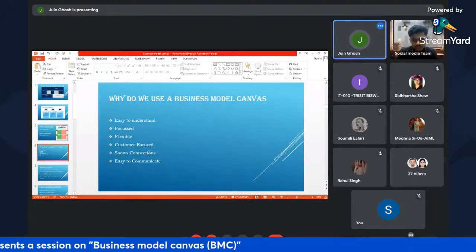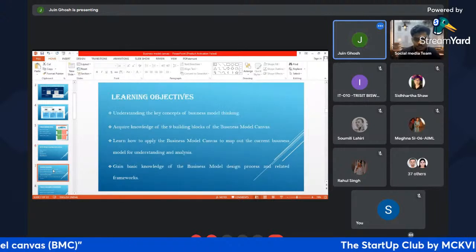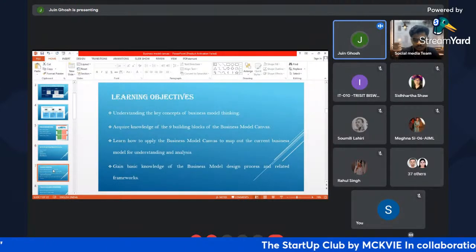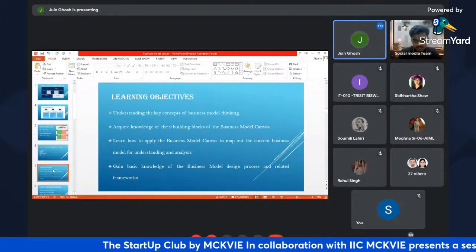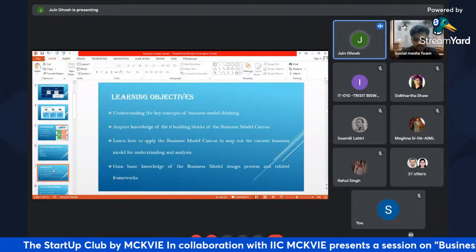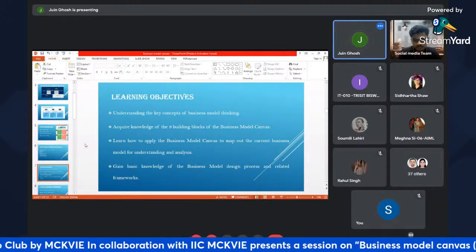So it is actually a very flexible as well as very tailor-made model, depending on the nature and size of the business.